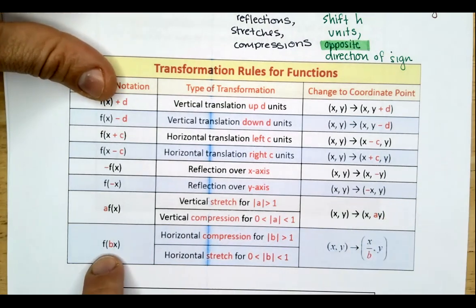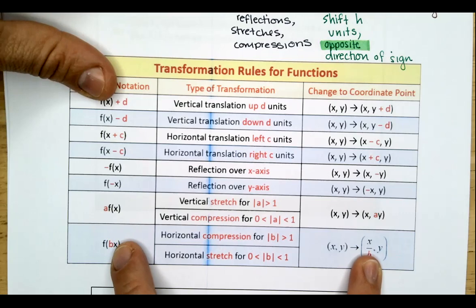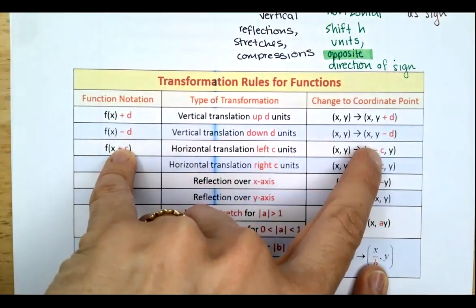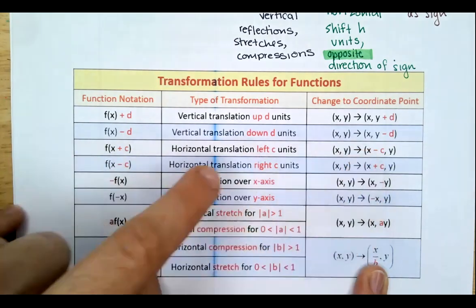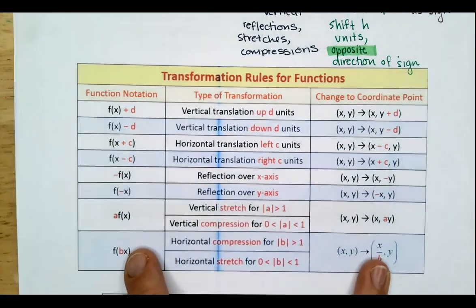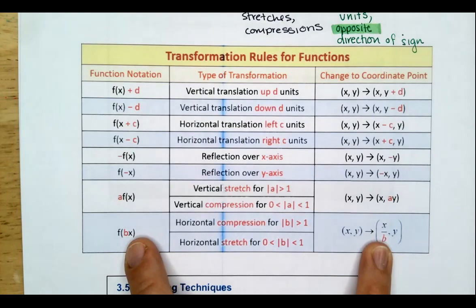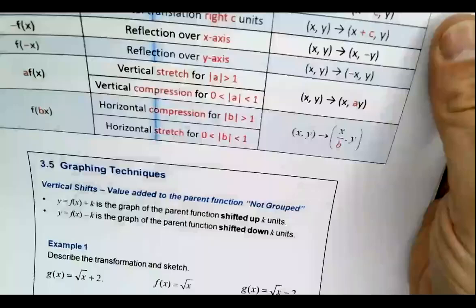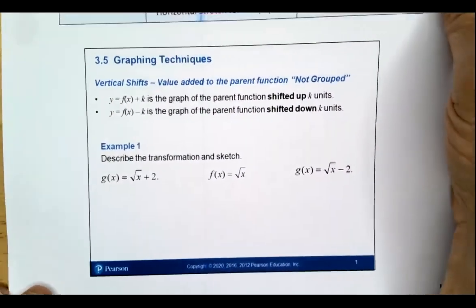If you're changing just the x, you change the x accordingly, but remember, just like horizontal means the opposite, here, instead of multiplying that change, you're going to divide by that change. Okay, let's practice this. There's a lot of information in that introduction.